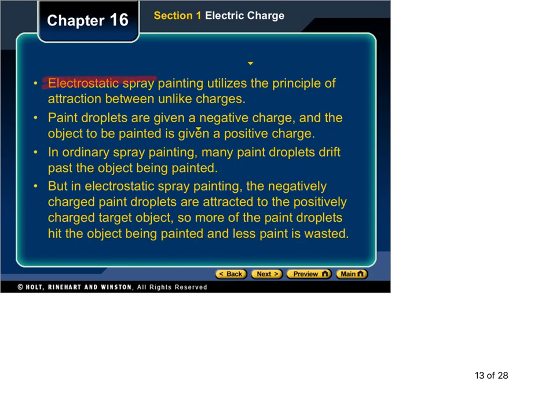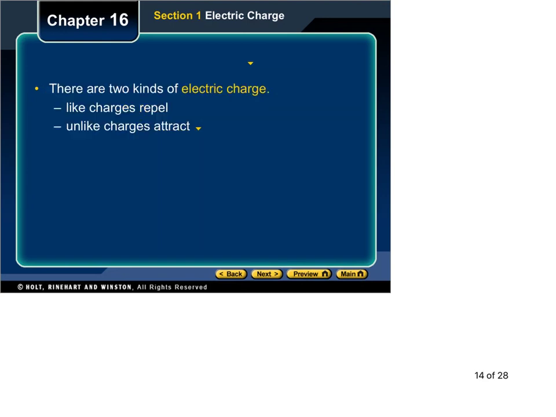A little example of all this involves electrostatic painting. Give the paint droplets a negative charge, give the object to be painted a positive charge, and the negatively charged droplets are attracted to the positively charged object. With this attraction, less paint is wasted. If we're not using electrostatic painting, the paint will just drift off and away, and be wasted.